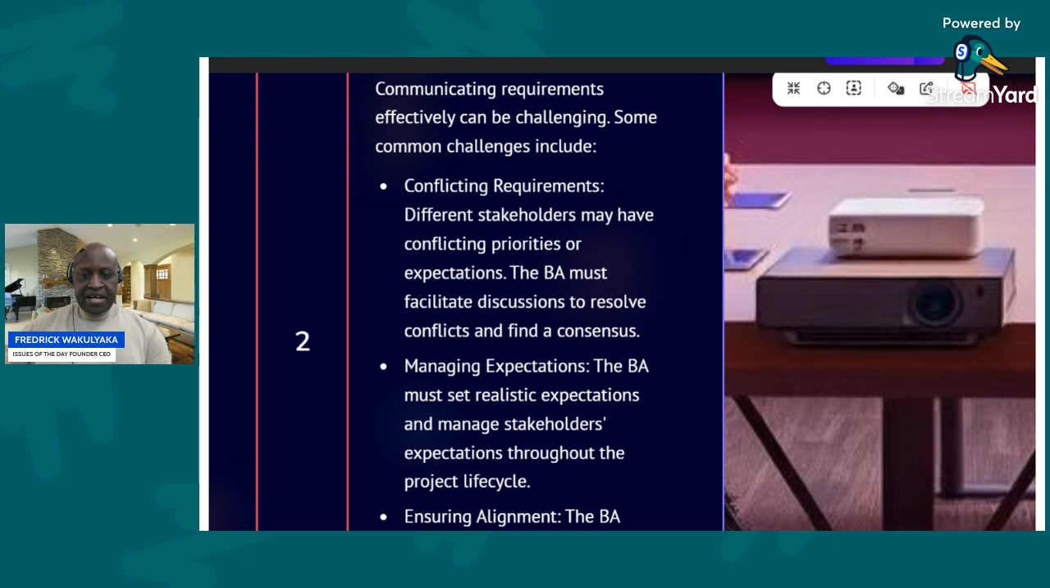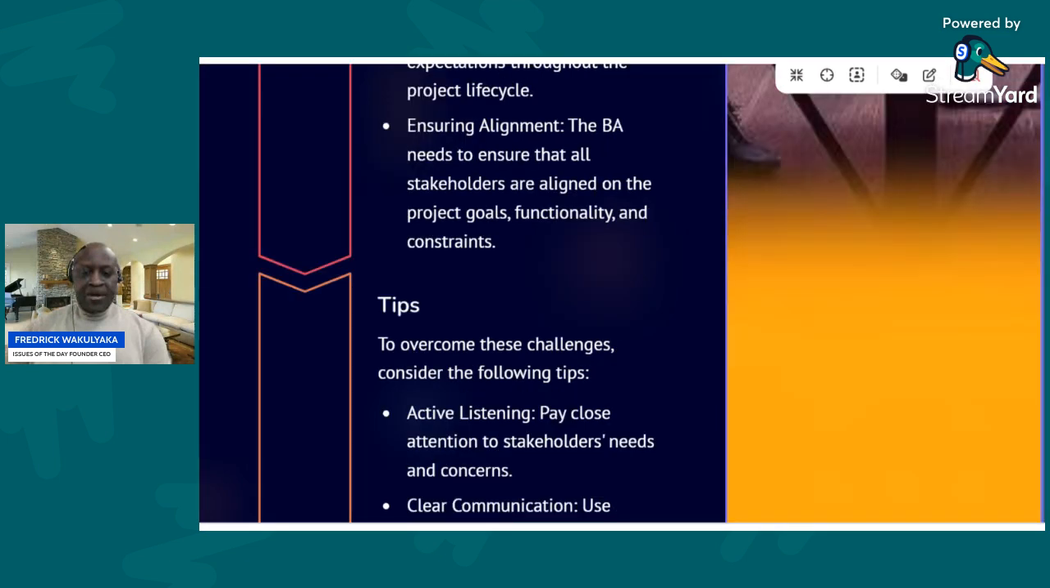Challenges. Communicating requirements effectively can be challenging. Different stakeholders may have conflicting priorities or expectations. The BA must facilitate discussions to resolve conflicts and find a consensus. Managing expectations. The BA must set realistic expectations and manage stakeholders' expectations throughout the project lifecycle. Ensuring alignment. The BA must ensure that stakeholders are aligned on the project.